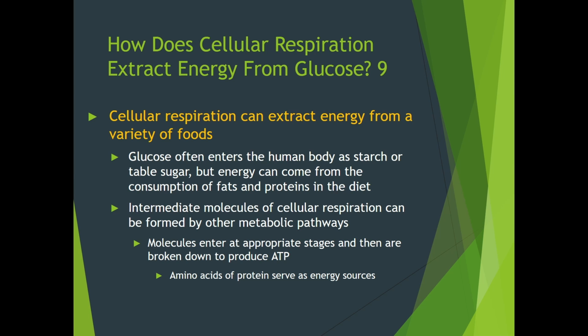Cellular respiration can also extract energy from a variety of foods. We don't have to use carbohydrates. We can use proteins, we can use fat, and we can use those things also from the diet. So there are intermediate molecules that can enter certain parts of the cellular respiration pathway. We don't have to begin with glucose. For example, amino acids of proteins can also serve as an energy source.